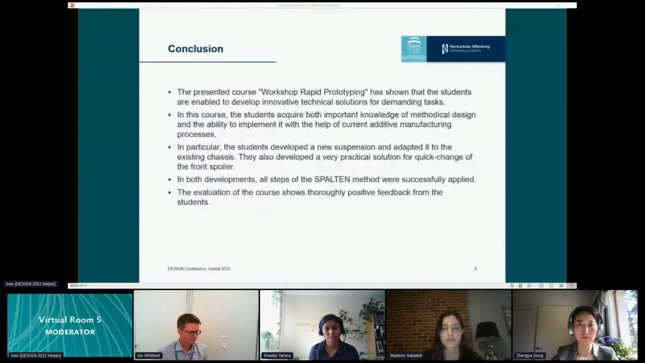In this workshop, the students acquired both important knowledge of methodical design and the ability to implement it with the help of additive manufacturing technologies. In particular, the students developed a new suspension and adapted it to the existing chassis. They also developed a very practical solution for the quick change of the front spoiler. In both developments, all steps of the SPALTEN method were successfully applied.